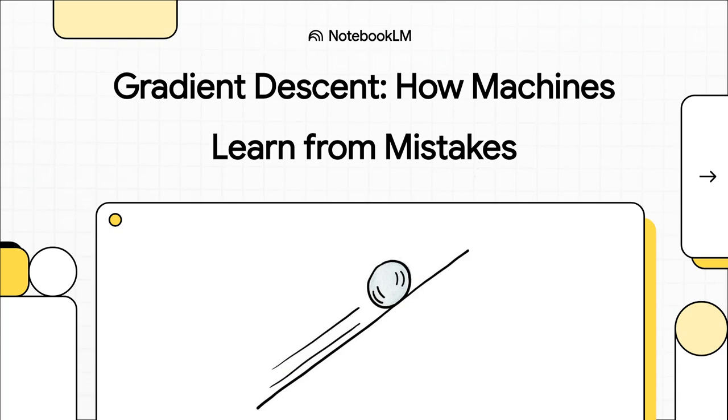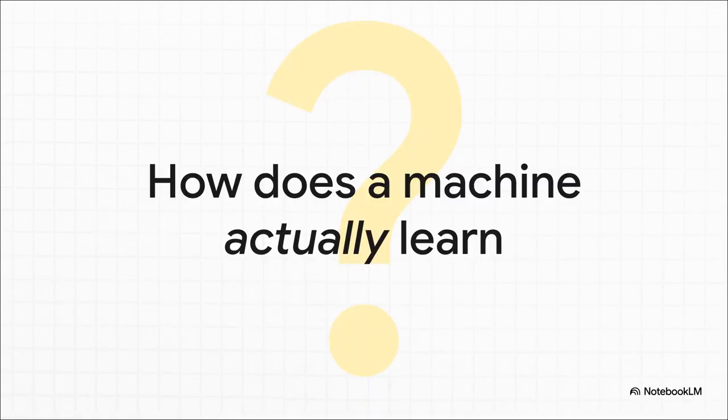Have you ever seriously wondered how a machine actually learns from its mistakes? Well, the answer is this really cool, surprisingly simple idea called gradient descent. Just picture a ball rolling down a hill, always trying to find the lowest point. That simple motion, that's the engine behind some of the most powerful AI we have today. It really does feel like magic, doesn't it?